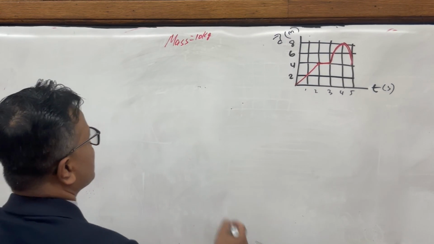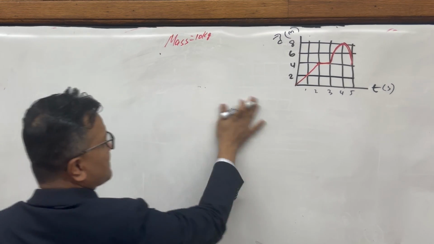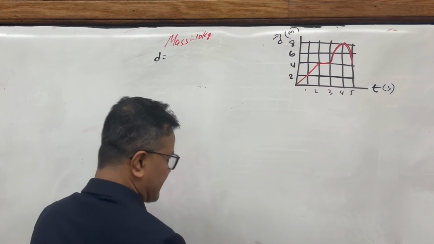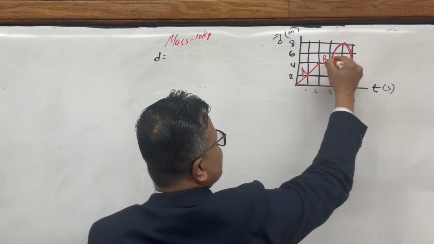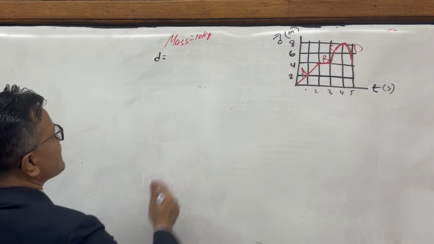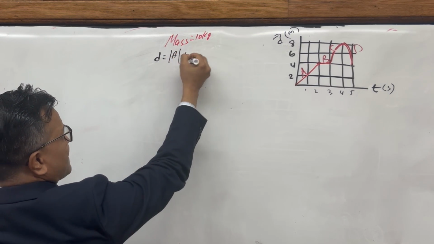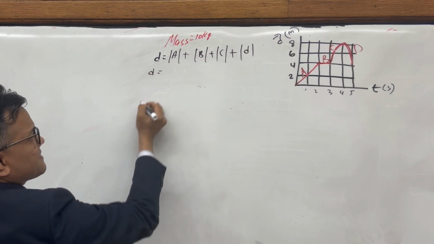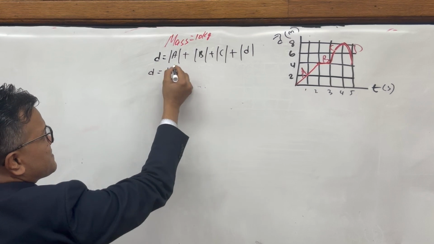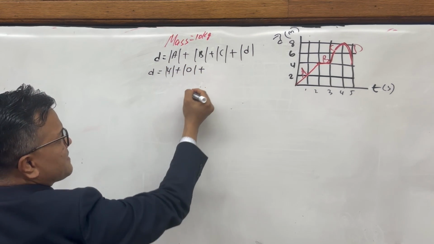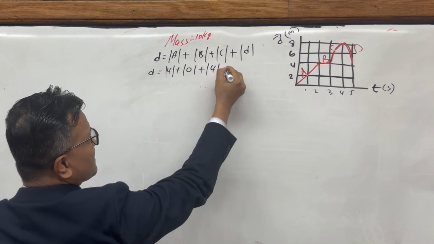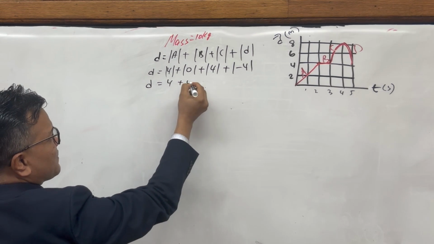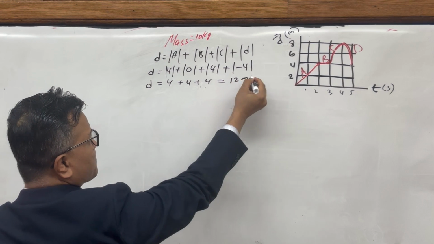First, find the distance. To find the distance is very easy. This is section A. Let's write it down. Section A, B, C, and D. So the distance is the absolute value of A plus the absolute value of B plus the absolute value of C plus the absolute value of D. So what is it? A is 4 plus B is 0 plus C is 4 plus D is -4. So the distance is 4 plus 4 plus 4. So the distance is 12 meters.